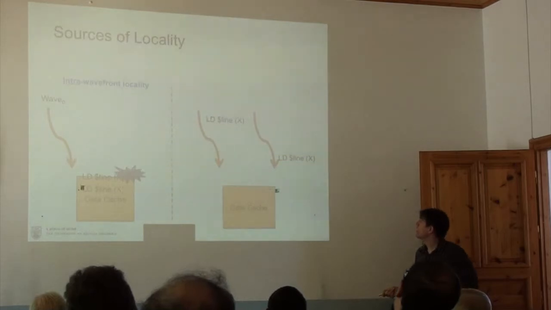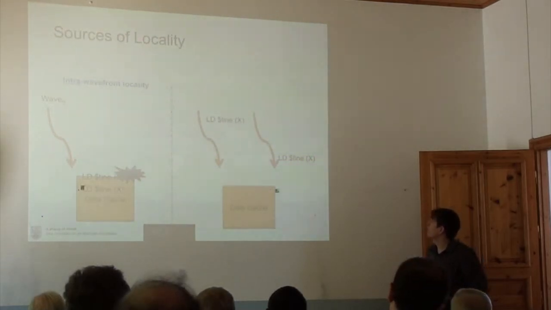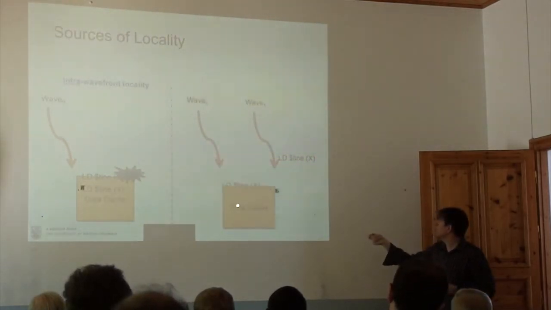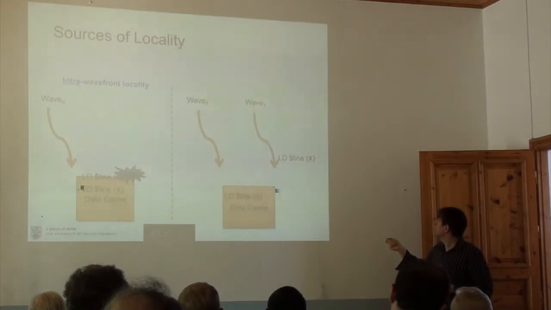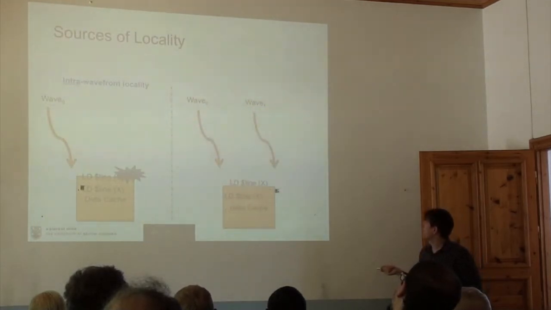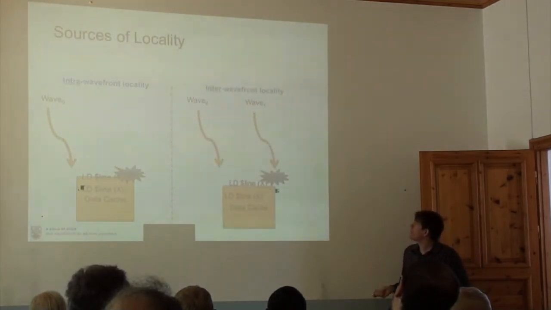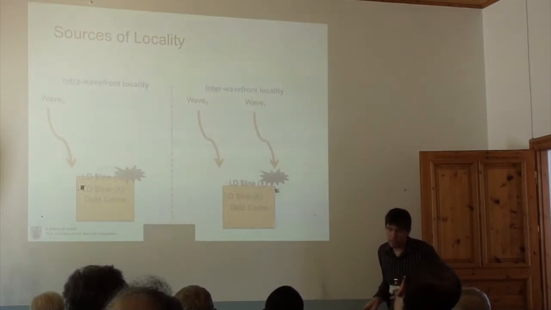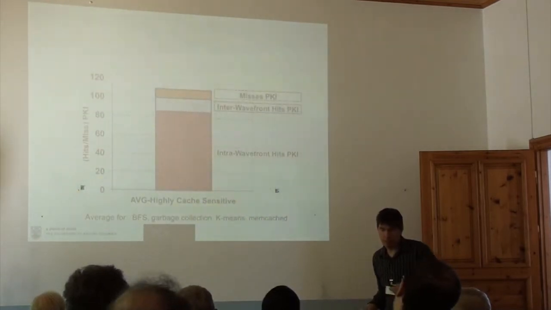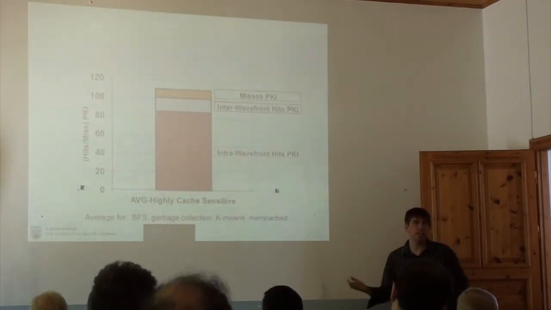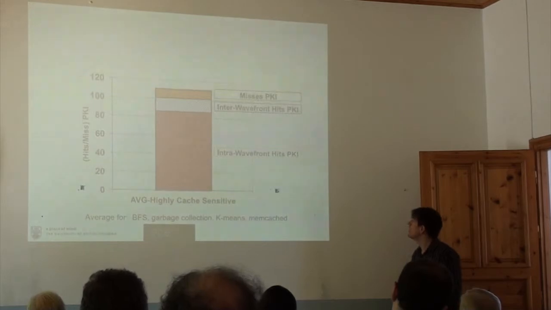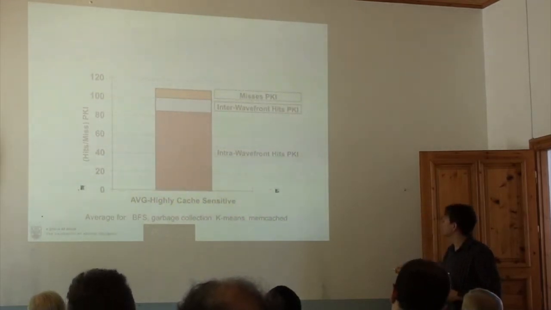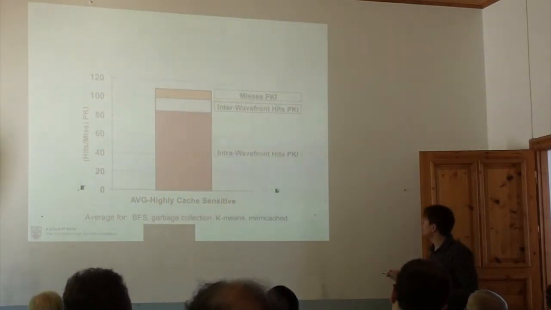Another type of locality is where we have two different wavefronts here. So wavefront 0 brings in X, and then wavefront 1 comes along, executes and accesses X. So we'll call that inter-wavefront locality. And so we studied this, and it was interesting for the type of applications that are highly sensitive to the size of your cache. It turns out that most of the locality in those applications was due to this intra-wavefront locality.